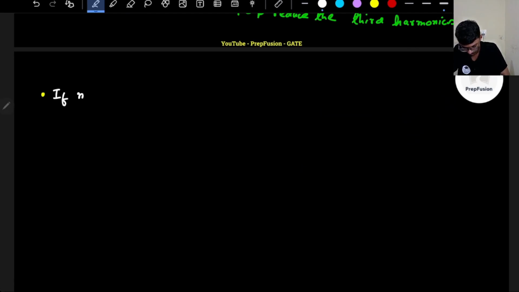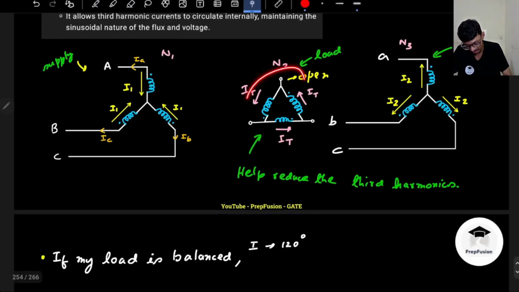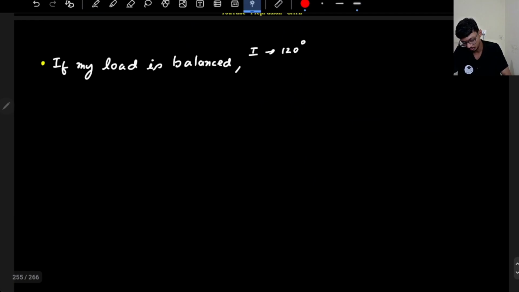Let's assume that my load is balanced. If my load is balanced, then I know it will induce a current that will be 120 degrees phase apart. Okay, if it is 120 degrees phase apart, and you say that in the tertiary also a current will be induced that will be 120 degrees phase apart, right?